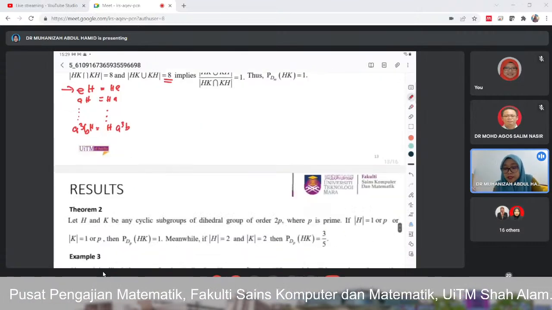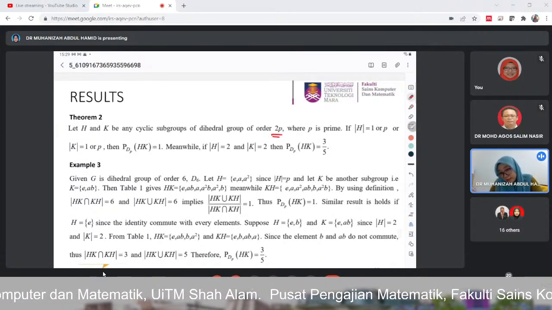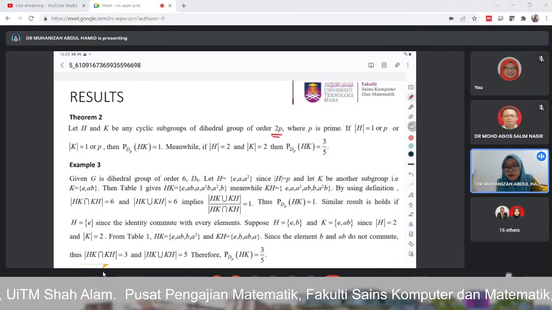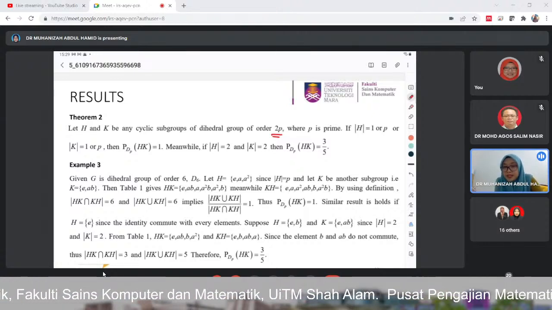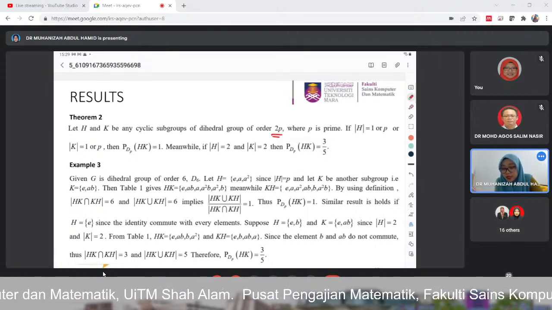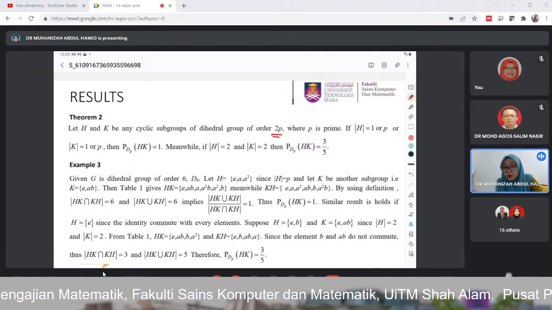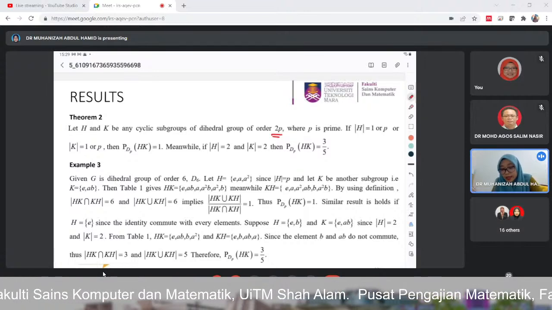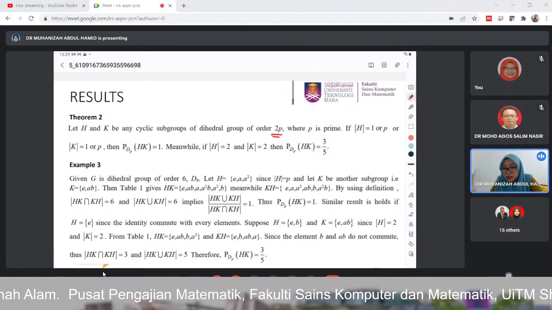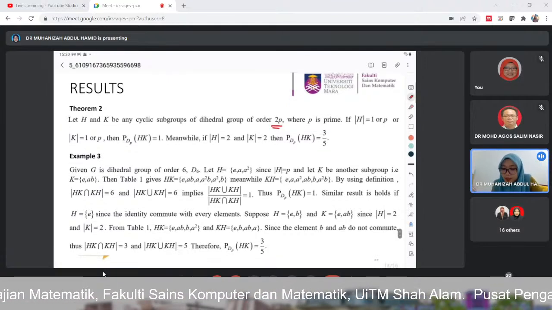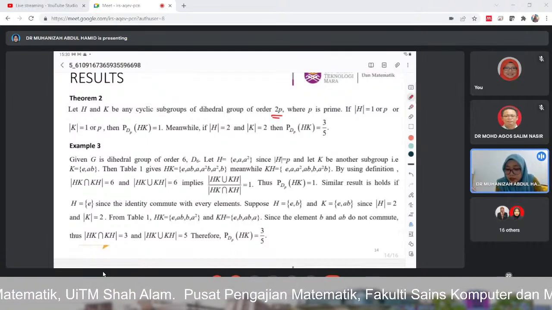Okay, and the last one is theorem number 2. So now we consider, instead of 2n, because we want to make it different from the previous proposition, we use 2p, where p is a prime number. If the order of H or K is equal to 1 or p, then the probability is equal to 1. Meanwhile, if the order of H and K is 2, then the probability is equal to 3/5.